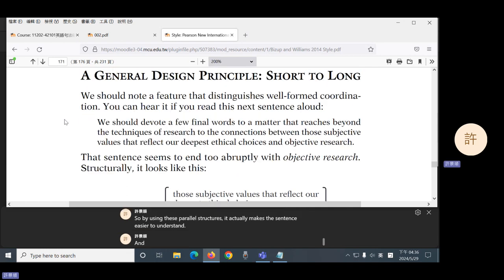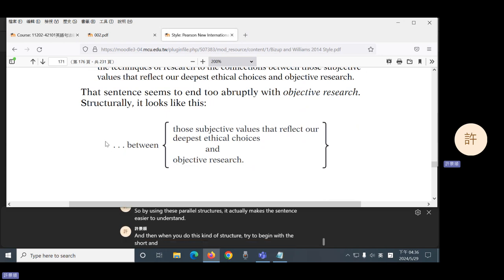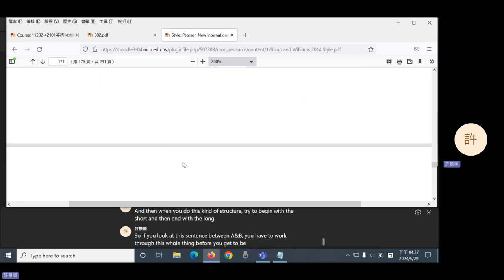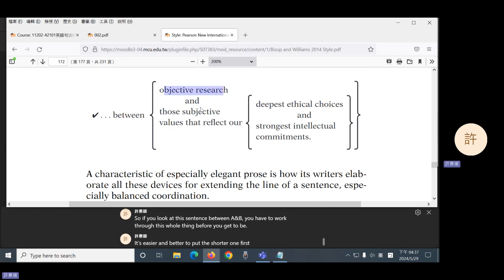And then when you do this kind of structure, try to begin with the short and then end with the long. So if you look at this sentence, between A and B, you have to work through this whole thing before you get to B. It's easier and better to put the shorter one first. Between A and B, A and B.